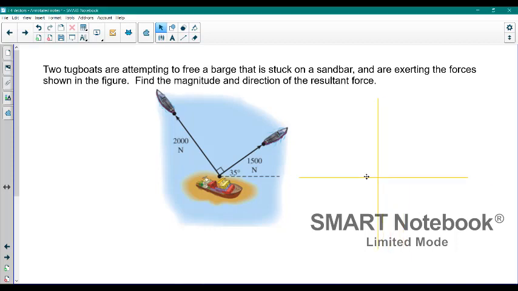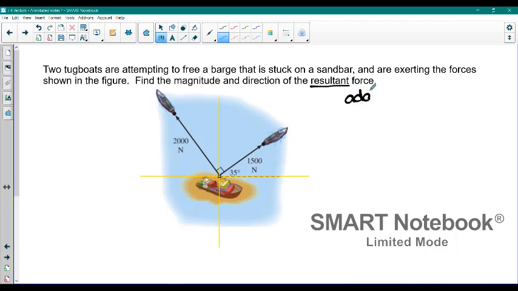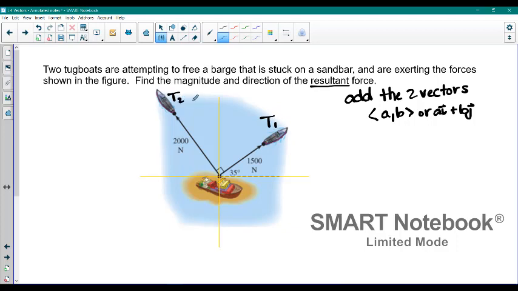Well, if we could, let's move our axes to sit right on top of this. The two forces acting together mean that we really just want to add the two vectors. If you remember, vectors are a lot easier to add when they are in IJ form. So we want to convert how they are now to something more workable. I'm going to call this tugboat number 1 and this tugboat number 2.